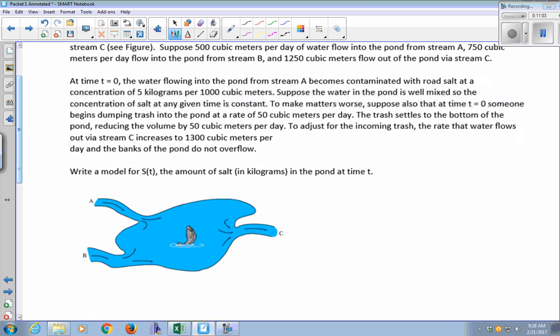All right, so suppose 500 cubic meters per day of water flow in from stream A. So I'm just going to take notes on my picture here. 500 cubic meters per day from stream A. And then 750 cubic meters per day from stream B. And then 1250, which is the sum of these two, right, flow out from stream C.